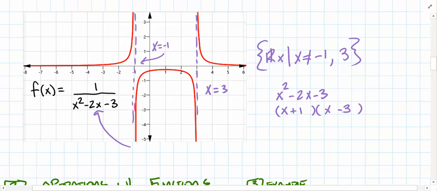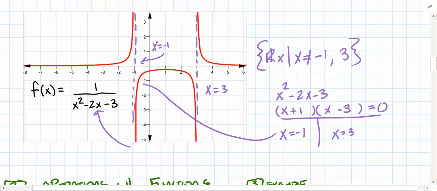And what do we want to know? We want to know when this is equal to 0. So we solve and use the zero product property. X would be negative 1. That's this one there. And x would be 3. And that's that one there. Do you guys see it?